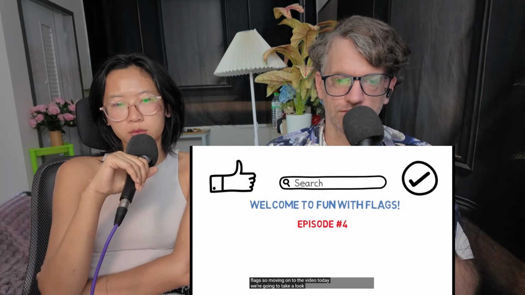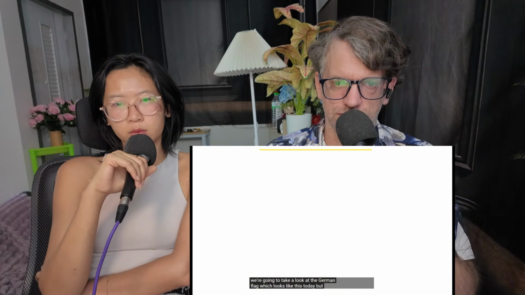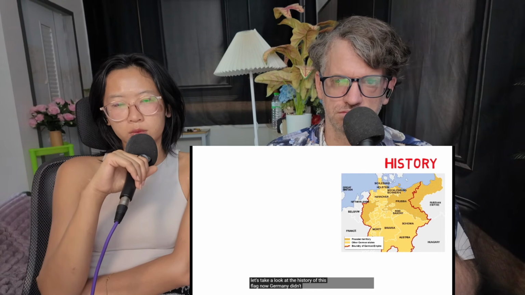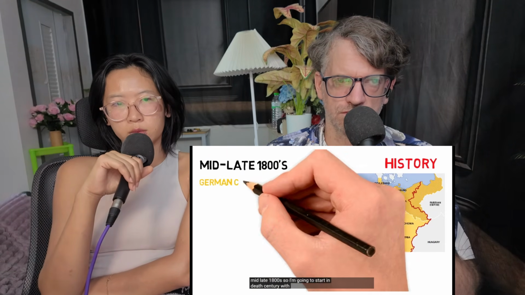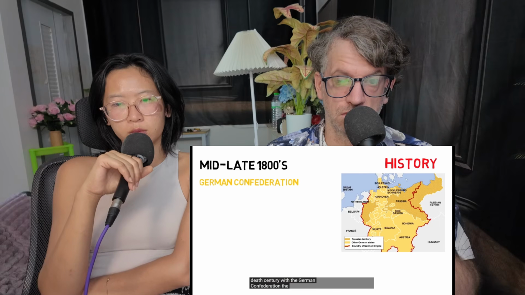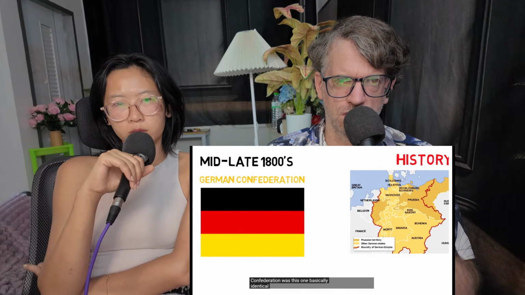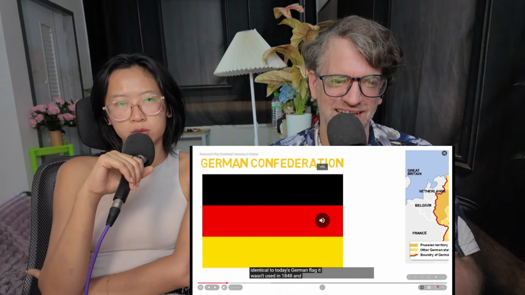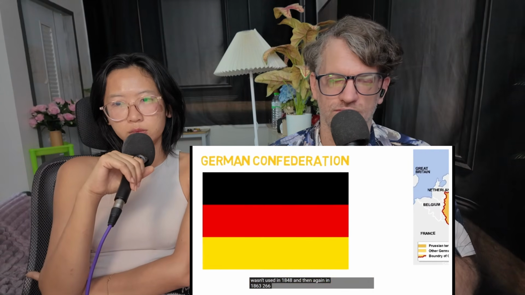Today, we're going to take a look at the German flag, which looks like this today. But let's take a look at the history of this flag. Now, Germany didn't unify until the mid-late 1800s, so I'm going to start in that century with the German Confederation. The flag of the German Confederation was this one, basically identical to today's German flag. It was in use in 1848 and then again in 1863 to 66.